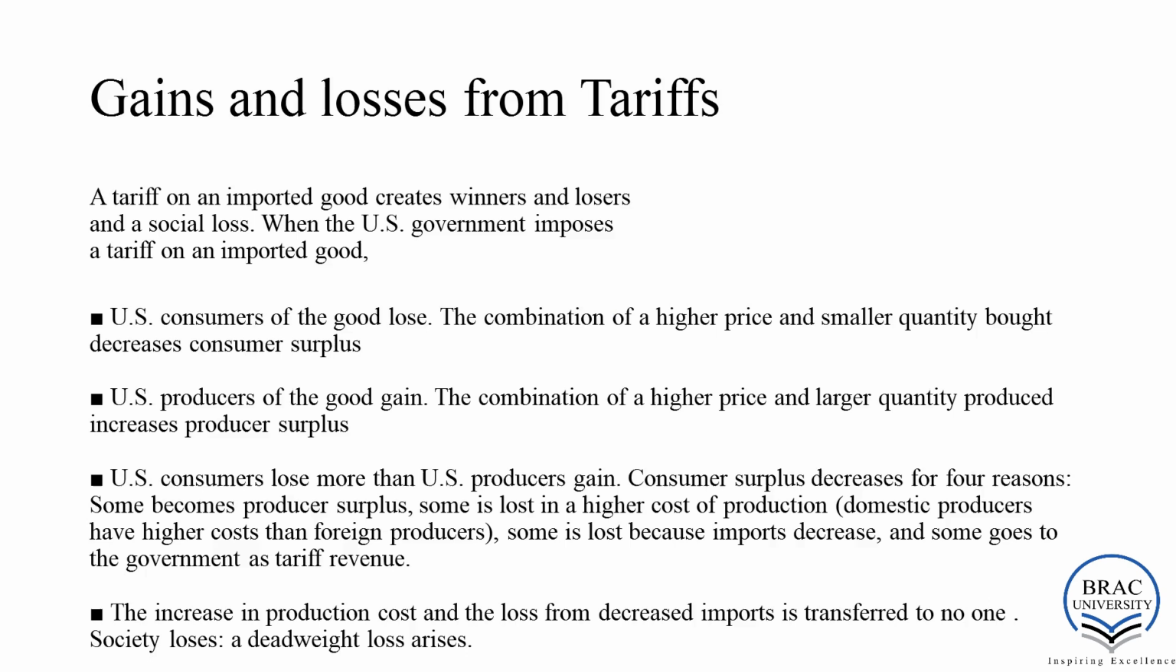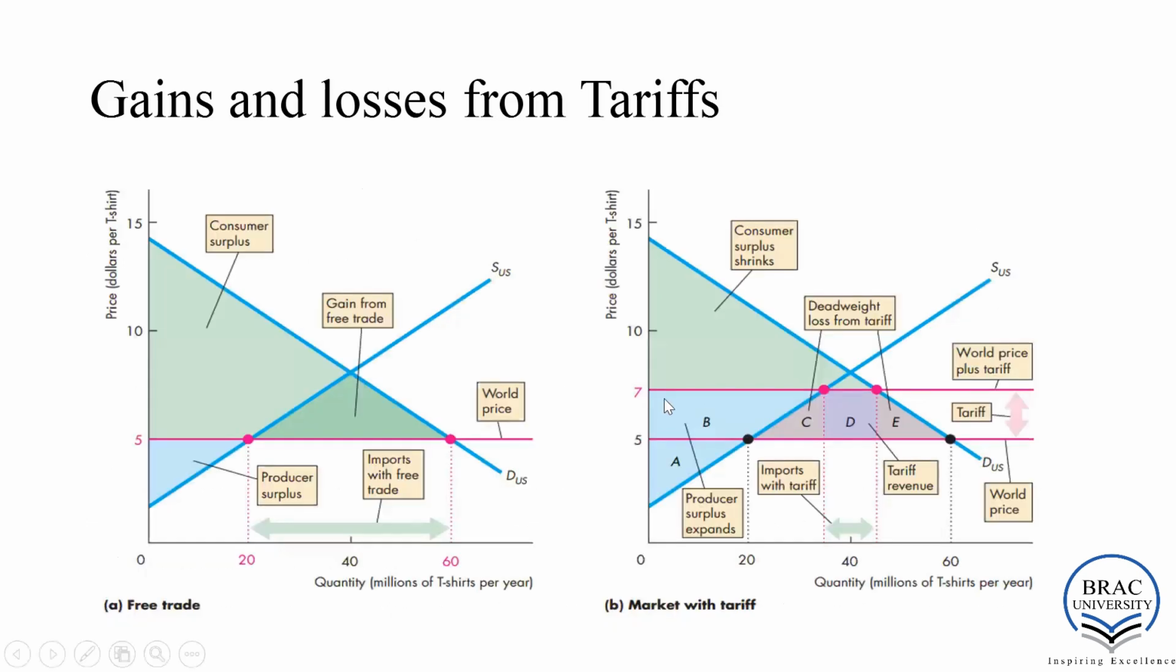So we have seen the consumer surplus shrink a fair bit, right? So the consumer surplus lost this whole area because of the tariff. This B area goes to the producer surplus. This C area is a loss because of the higher cost faced by the producers. This D area is the government tariff revenue. It goes to the government. And this E is a deadweight loss because of lower quantity demanded, okay?